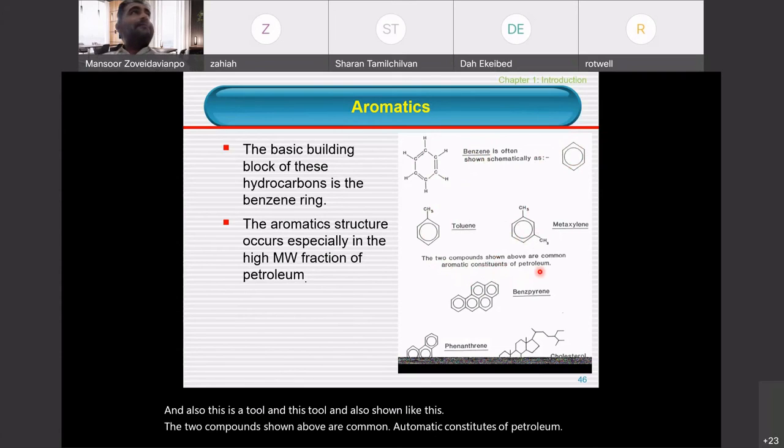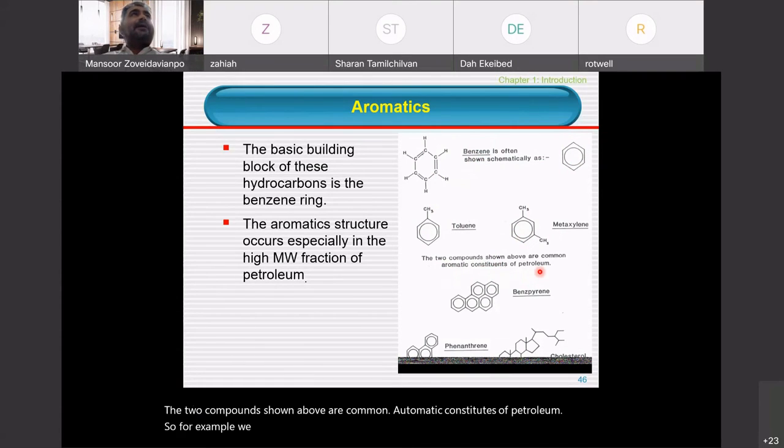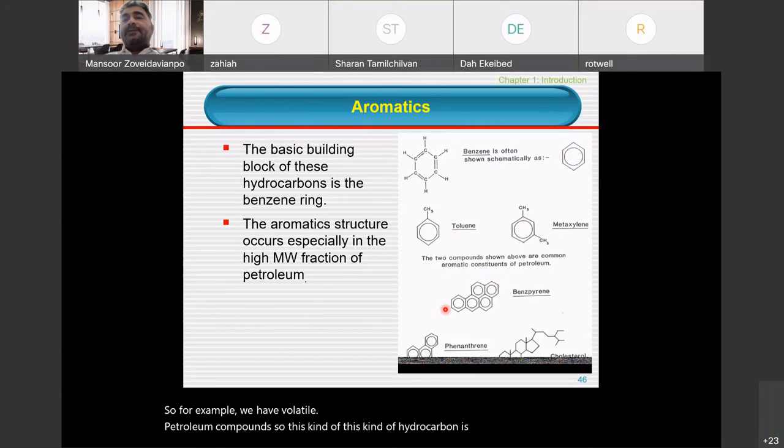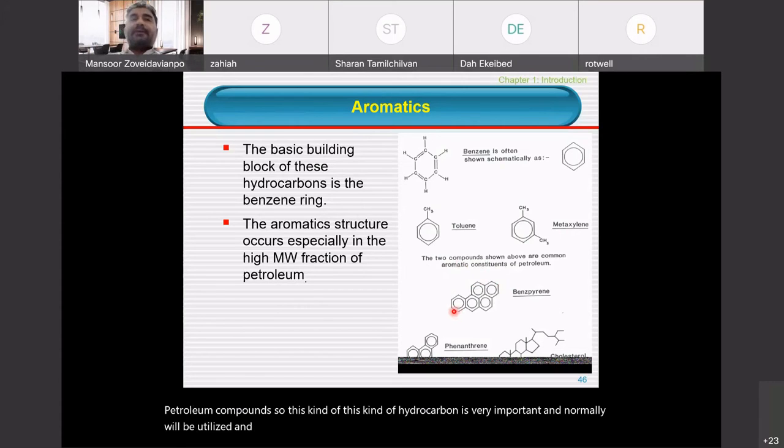For example, we have volatile petroleum compounds. This kind of hydrocarbon is very important and normally is utilized in petrochemicals for different purposes, for plastic manufacturing and others.